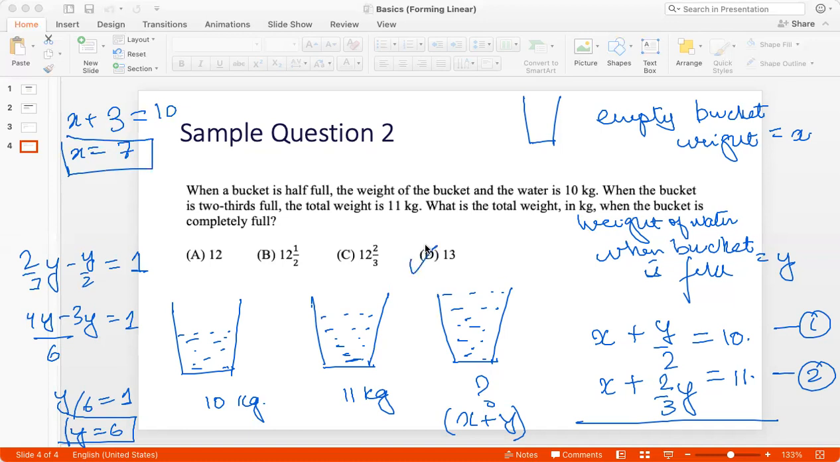So that's how you can convert a situation into a linear equation, either a linear equation in one variable or a system of simultaneous linear equations, and solve from there.